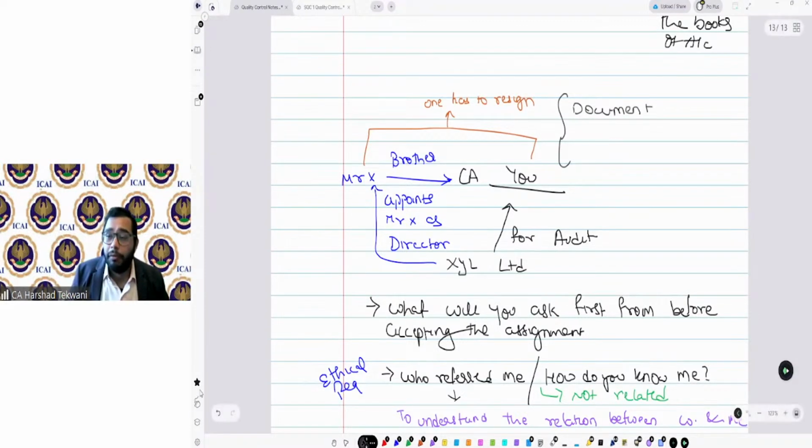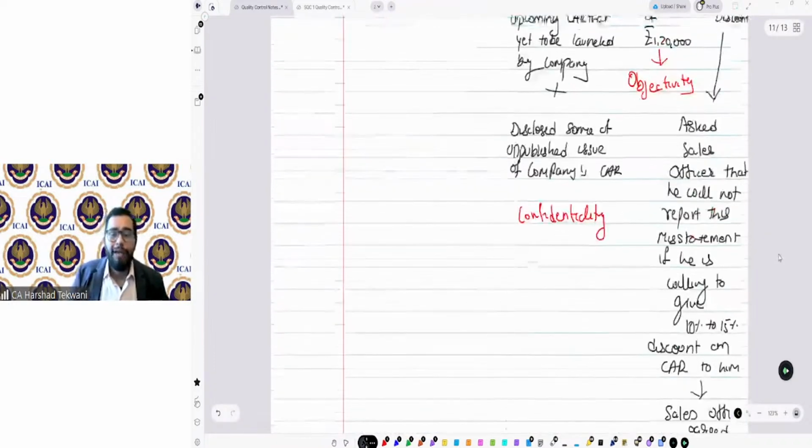Please document this. What to document? SQC1 says that if you obtain information later on, that you would have obtained before accepting an engagement with the new client, or deciding whether to continue with an existing engagement or existing client, in that case, how you resolve the issue when you identify it, even at the time of accepting, you need to document.